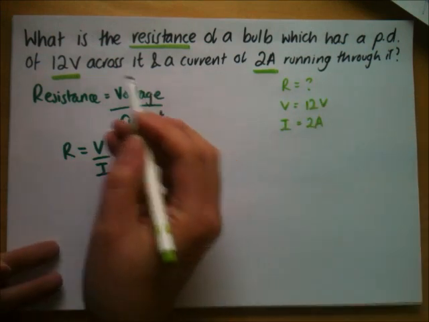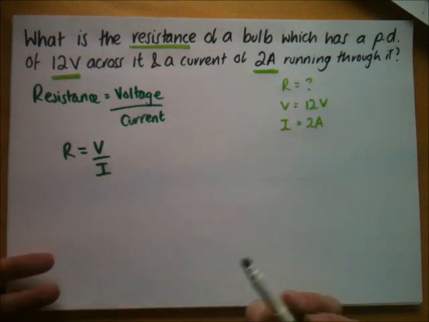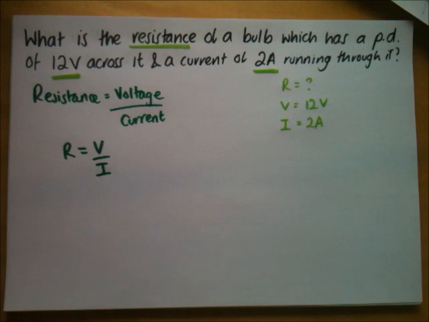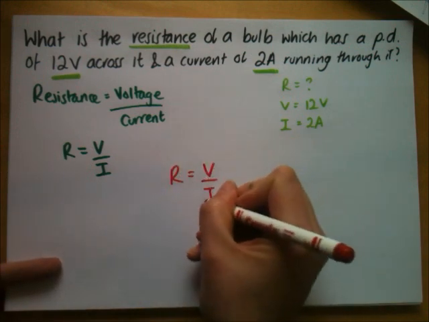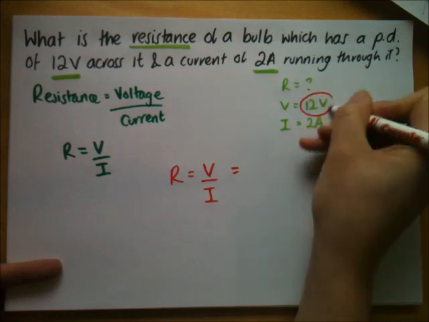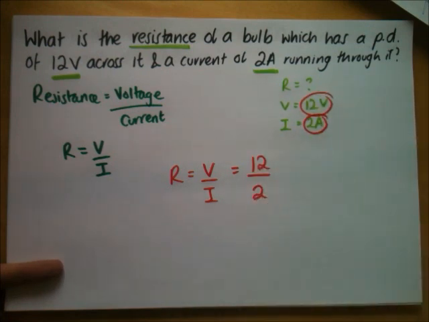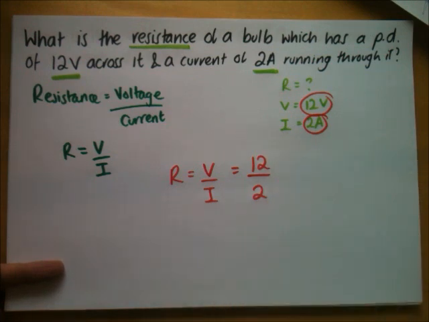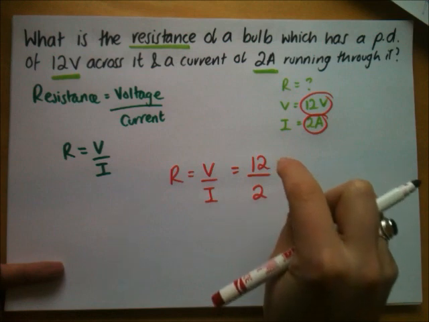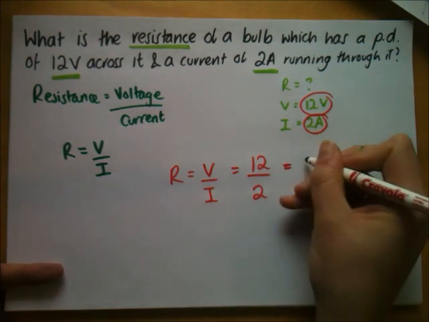Now, here I can just use the equation straight off. Resistance equals voltage over current. I don't need to rearrange it in any way. So R is equal to V divided by I, which is equal to 12 volts divided by 2 amps. And remember, with dividing, it's really important that you get these two the right way around. It's not like multiplying, you can't put them any way. You have to make sure the voltage is on top. And 12 divided by 2 is simply equal to 6.